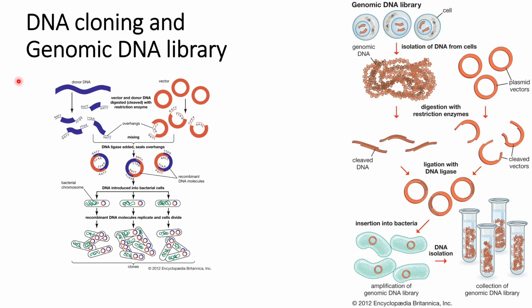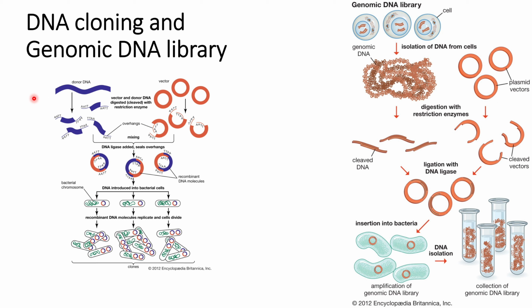In this video, we will discuss DNA cloning and the genomic DNA library. In DNA cloning, we will discuss how recombinant DNA cloning occurs. First, we need to identify a part of DNA or the gene that we need to clone. If we need genes from two different organisms to be combined, then it is called recombinant DNA.